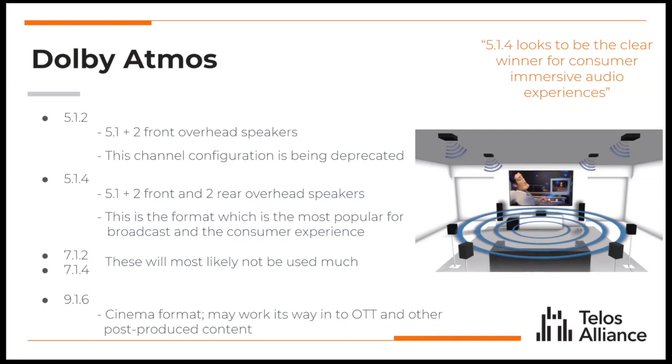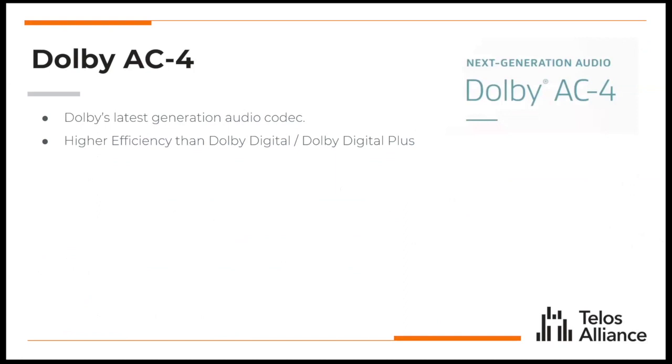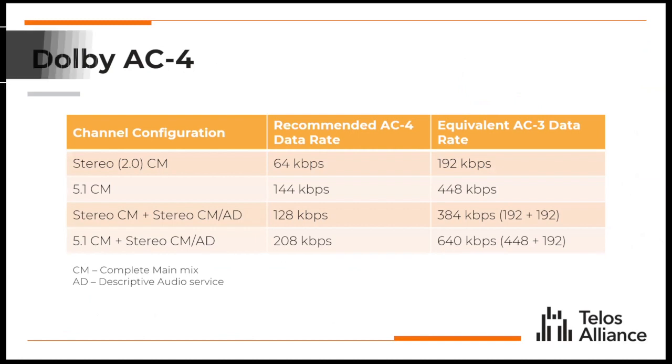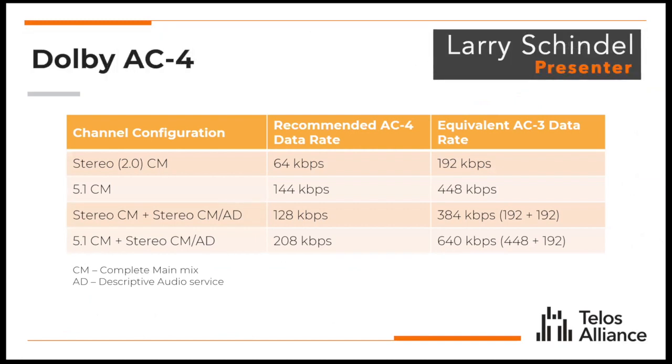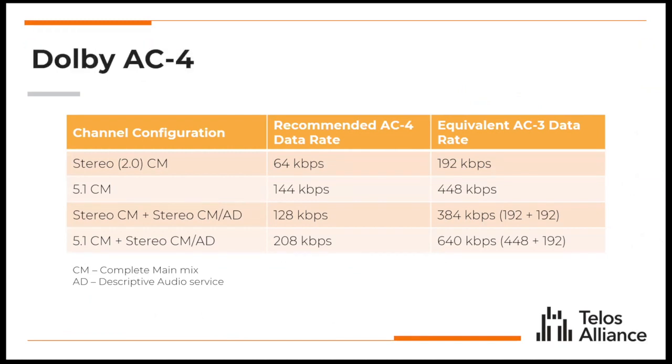So that's Dolby Atmos. Dolby AC4, this is their next generation audio codec, and it's much higher efficiency than Dolby Digital or Dolby Digital Plus. So if we look at a comparison chart here, you can see that it's less than half the data rate required for the equivalent quality of AC3 signal. So a stereo signal can be done at 64 kilobits per second as opposed to 192 kilobits per second for AC3, 5.1 at 144 compared to the same quality at 448.